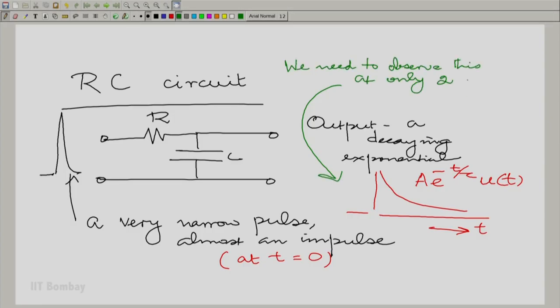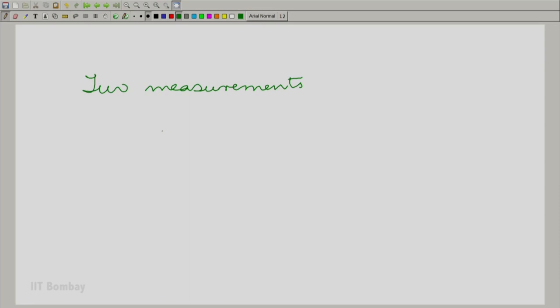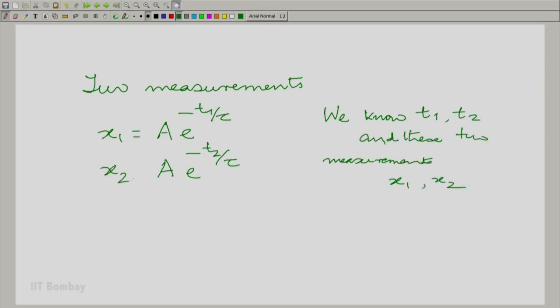First order system is one with one time constant, and that is what I mean when I say an exponentially decaying or exponentially growing waveform, whatever it is. So, in that situation, what I meant when I said use the a priori information is that you could just observe this at two points. Let us say you could choose any two points, and you must of course record where you are observing them. So, you have two measurements now: A e raised to the power minus t1 by tau and A e raised to the power minus t2 by tau. And we know t1 and t2. We also know these measurements.